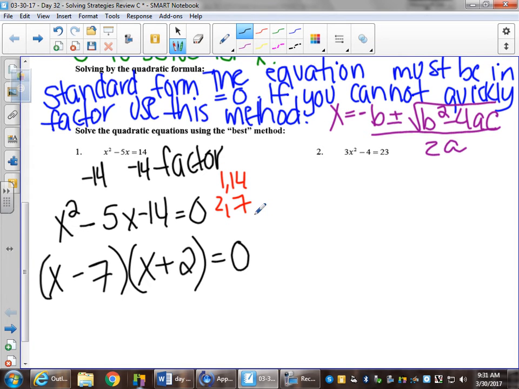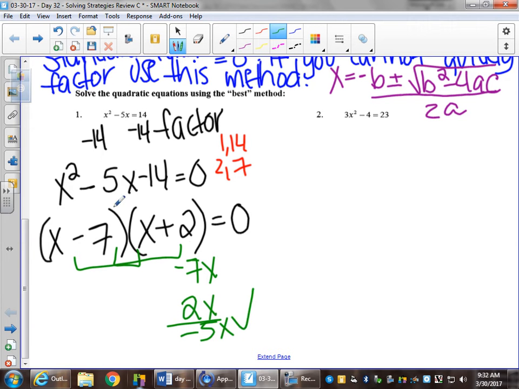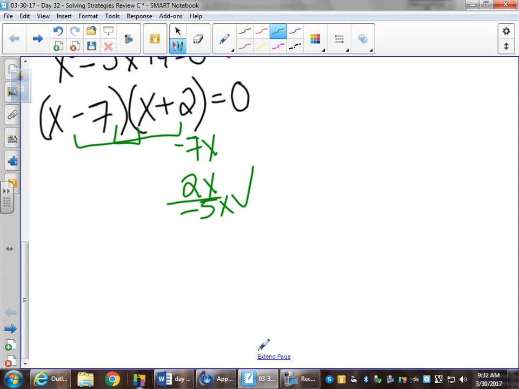Okay, so let's try our inner and outer. Let's see if it works. What's my inner? What's my outer? Does that give us a negative 5x? Yes. Does negative 7 times 2 give us negative 14? Yes. So are we done solving this? No. What do we still have to do? Make each factor equal 0. So we're going to have x minus 7 equals 0 and x plus 2 equals 0.